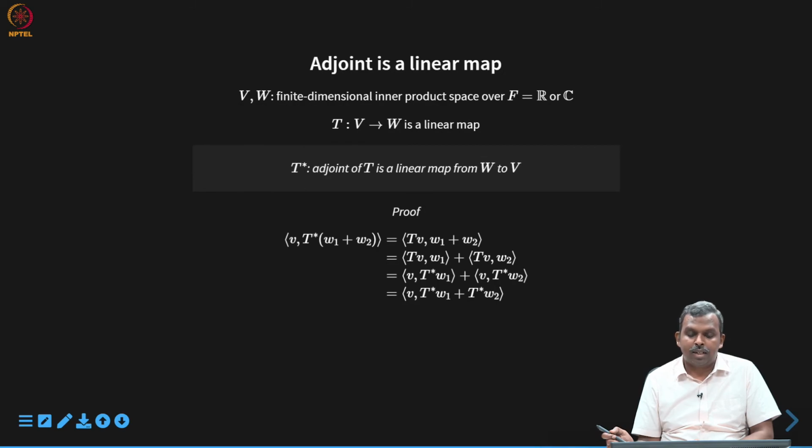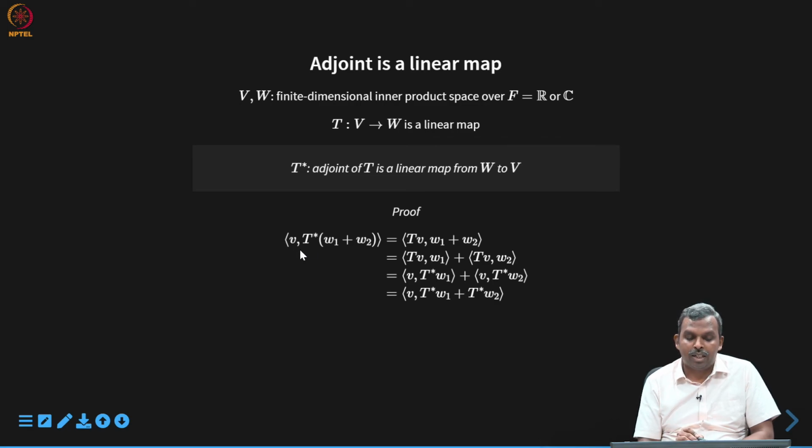Okay, so the general property that one can quite easily prove is that adjoint is a linear map. Okay, so if you take any finite dimensional vector spaces V and W, and T is a mapping from V to W, T star is the adjoint of T, and that is a linear map from W to V. Okay, the proof is not very hard, it just involves that same property. If you were to look at the adjoint of W1 plus W2, you can show it is adjoint of W1 plus adjoint of W2. Okay. So how do you prove that?